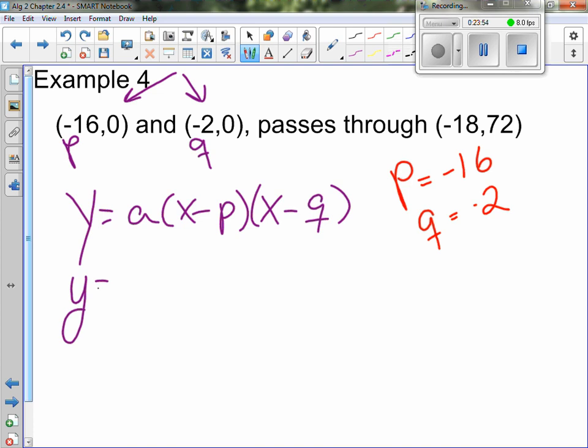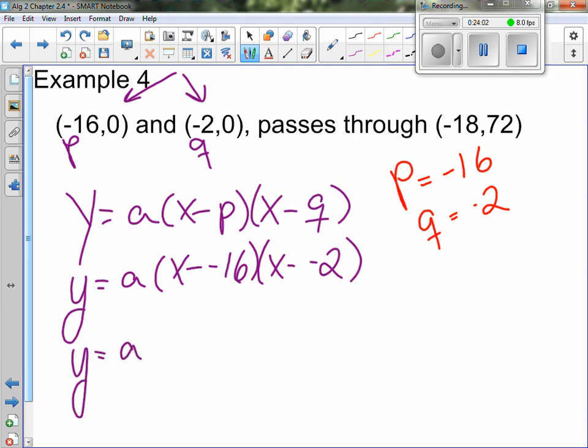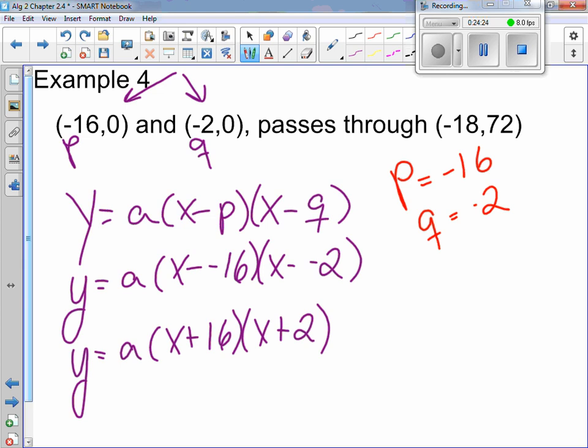Plug them in. Times x minus negative 16 times x minus negative 2. Now, so far, I believe most of these have worked out to be plus and plus. Yes, this one and the last one worked out to be plus and plus. It's not always going to be that way. It just worked out that way because p and q are both negative. If p and q were both positive, it would be x minus and x minus.